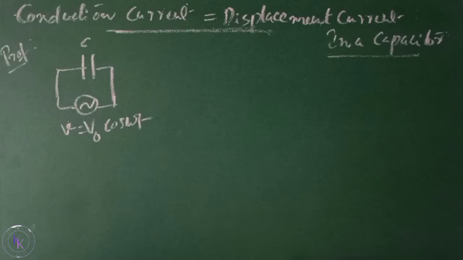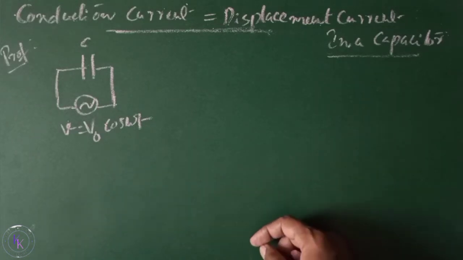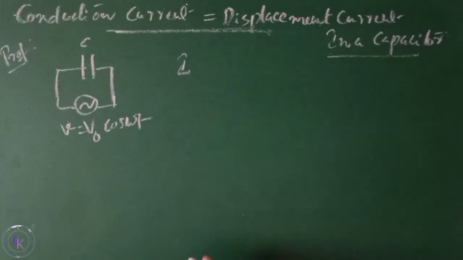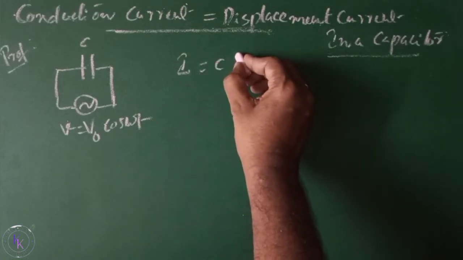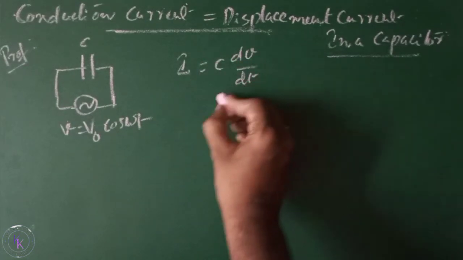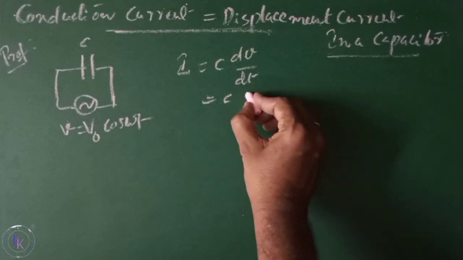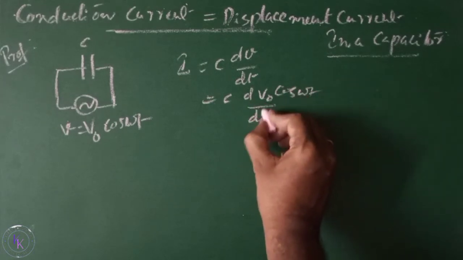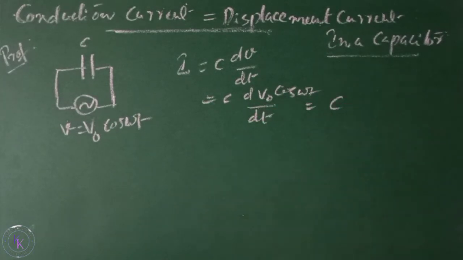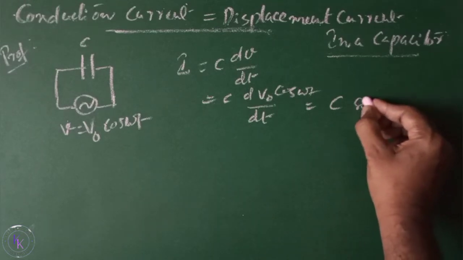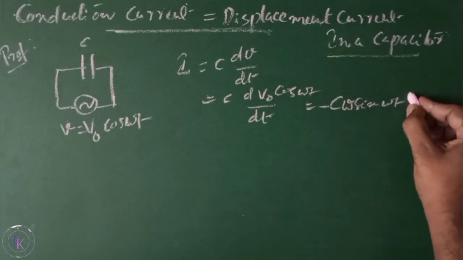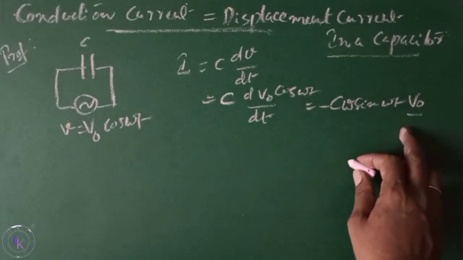Now a capacitor gets charged and discharged alternately and the current flows through the circuit. This current is known as the conduction current, denoted by the letter I, which is given by C dV by dt. Now substitute the value of V: C d(V naught cos omega t) divided by dt, then C. Now when you differentiate cos omega t, you get minus sin omega t, and differentiating omega t gives omega, then V naught, where V naught is a constant and the peak value.